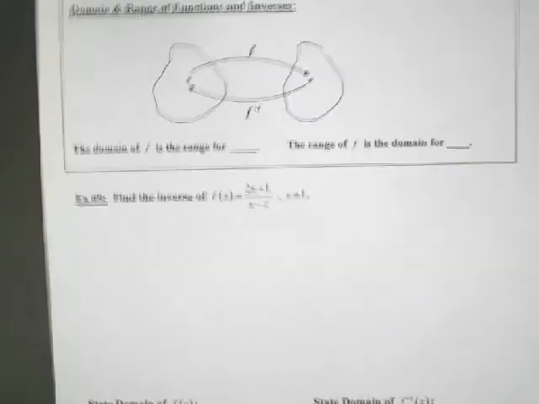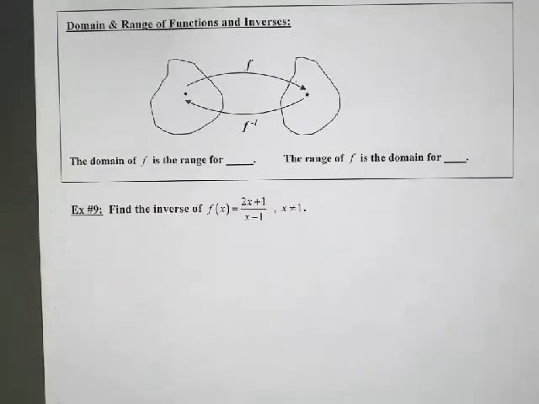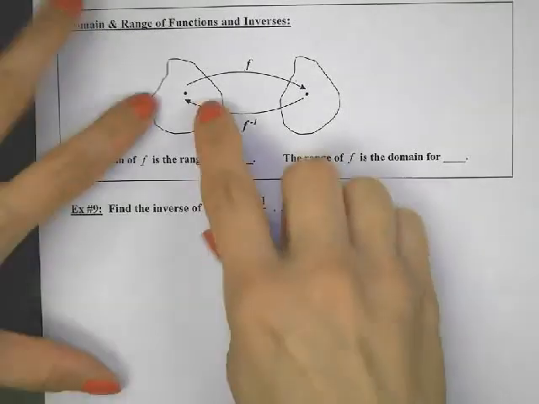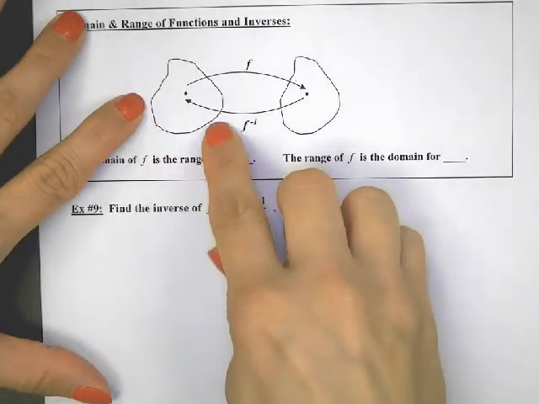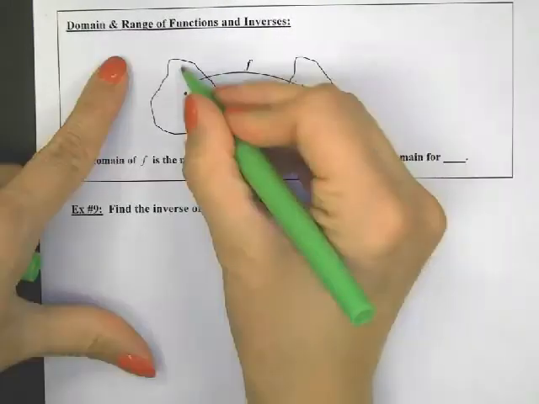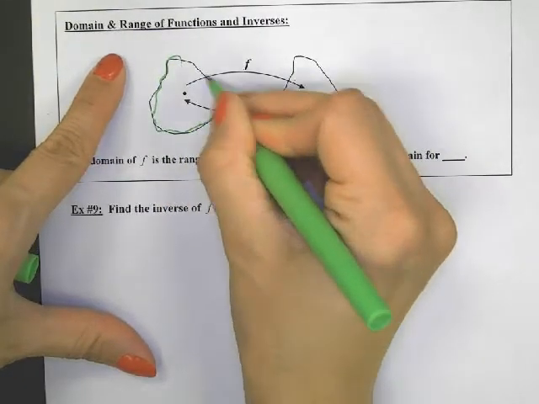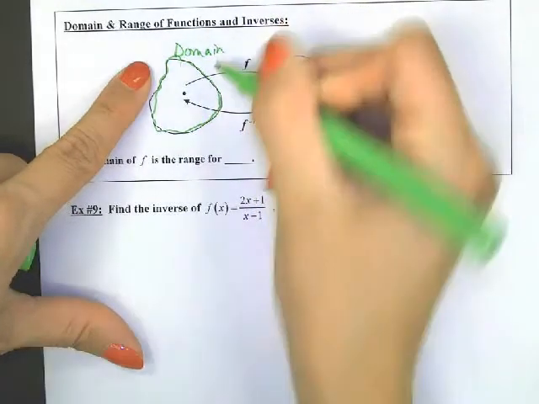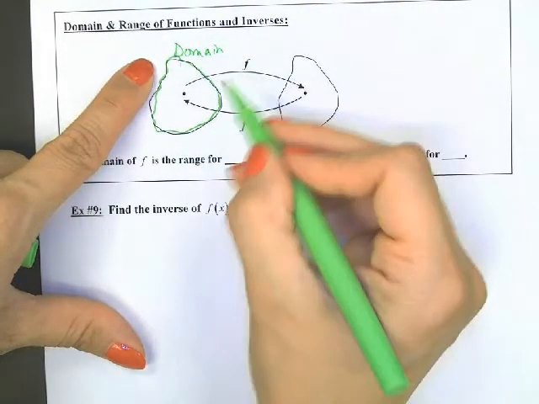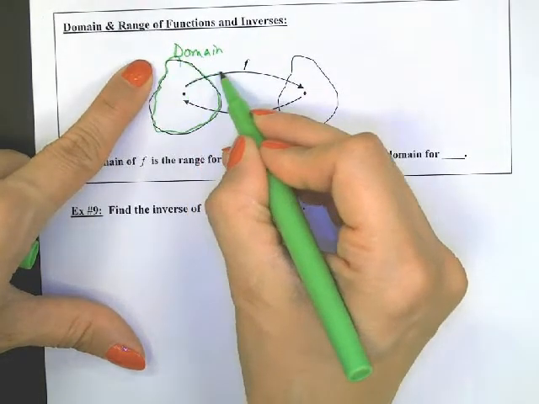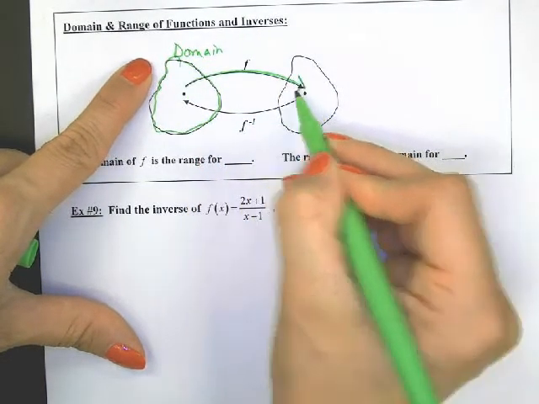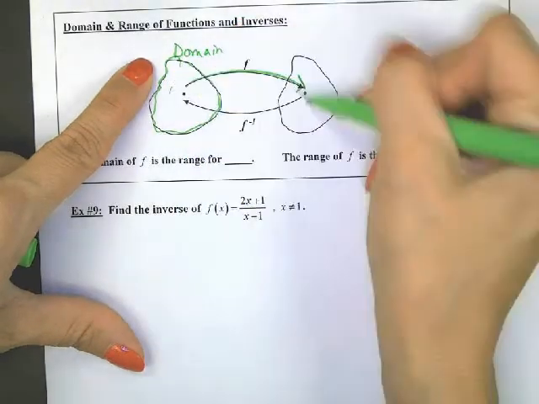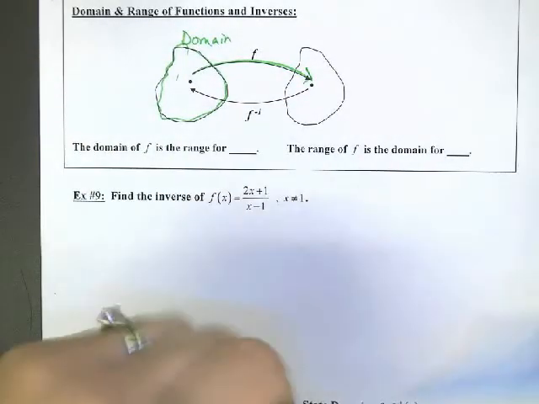Let's talk about domain and range of functions and inverses. Okay? And here's a little visual for you, just to help you understand what's going on here. Here is a set of domain. So all of this right here is going to be the domain. Domain means input. Domain goes in. Here's f. The f function goes this way. You put in these numbers into the domain, and out comes all of these.